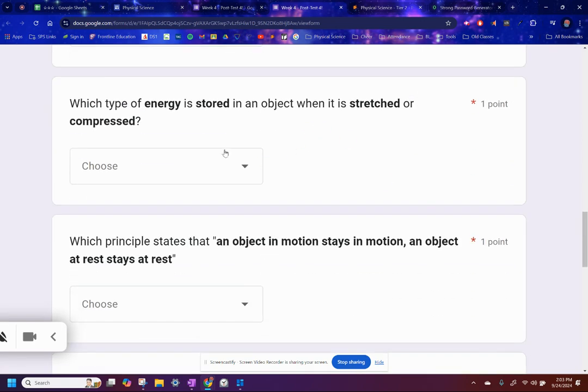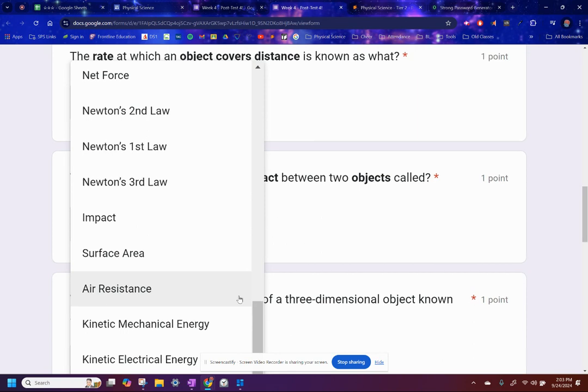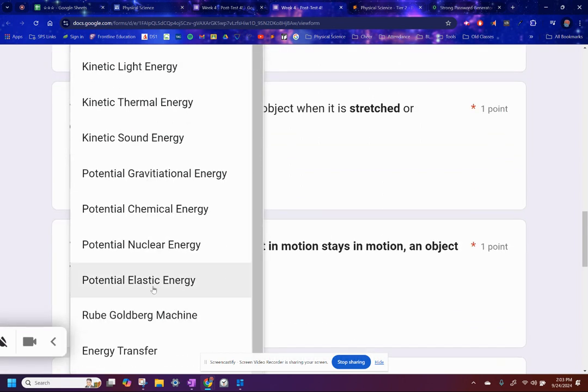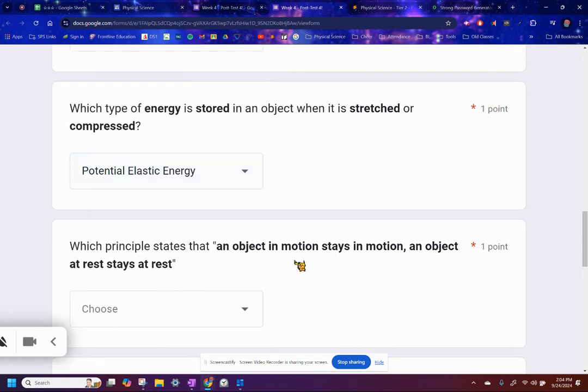Energy stored in an object when stretched or compressed. Stored, so potential, it's going to be one of these three. Potential, or maybe is there more? Yeah, there's more. Potential elastic. There it is.